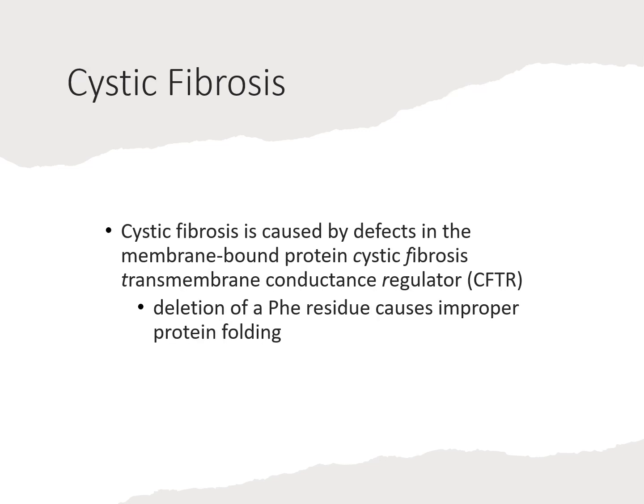Cystic fibrosis is yet another disease which has its origin in misfolding. In some cases, it's the deletion of a single phenylalanine residue, which causes improper protein folding. And then the function of this very important transmembrane conductance regulator, or CFTR, is impaired, and this leads to the condition cystic fibrosis.